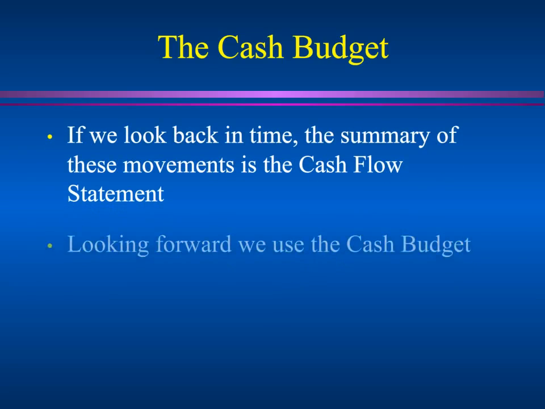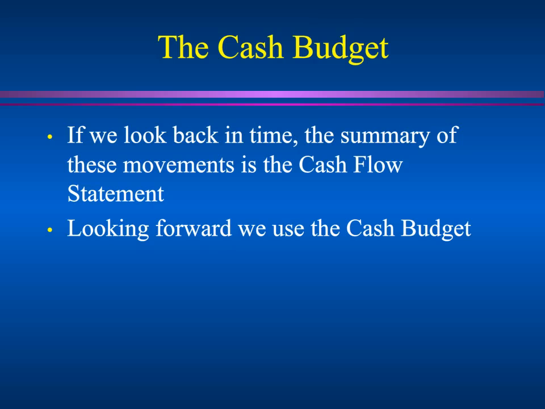Okay, so we're finally to the cash budget. If we're looking back in time in our financial statements, we'd use a cash flow statement. It's a summary of what happened during the year. Looking forward, we use something called the cash budget. It used to be, way back in the early days, that we'd call the cash budget a cash flow statement, but things got all mixed up about 20 years ago and they settled on that. So now we're going to call it the cash budget, and looking forward, we're going to work quite a bit with that.